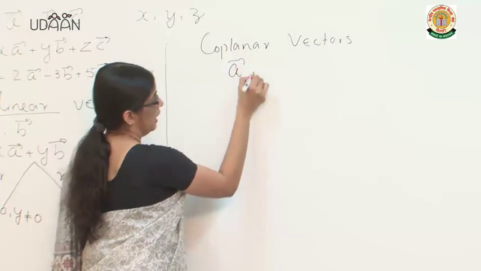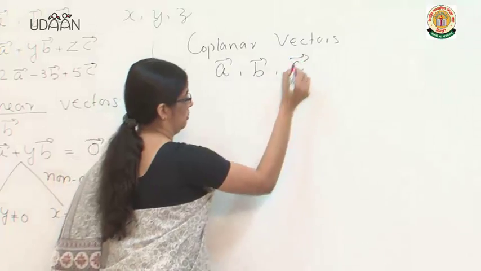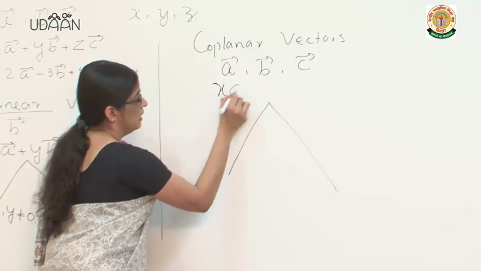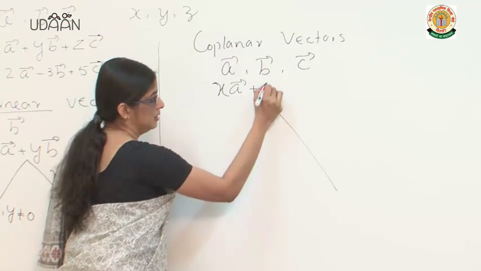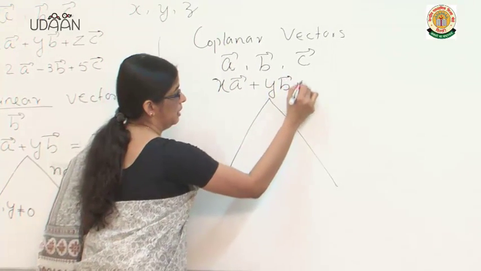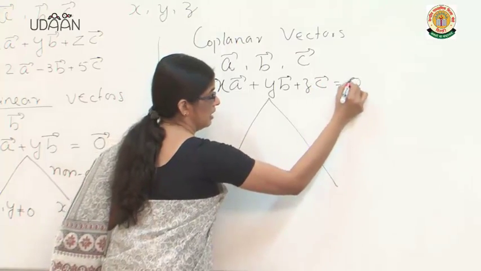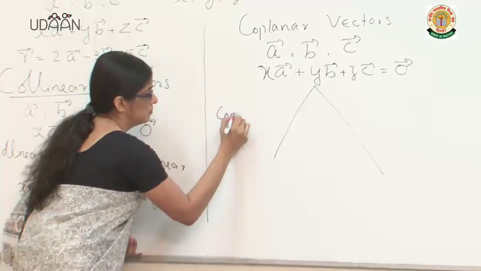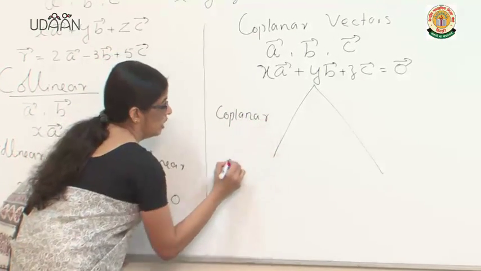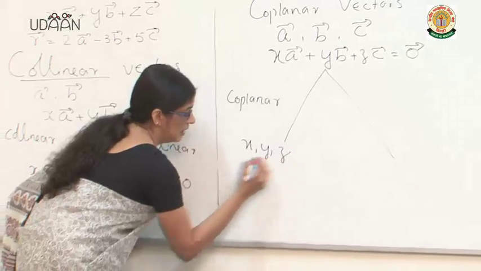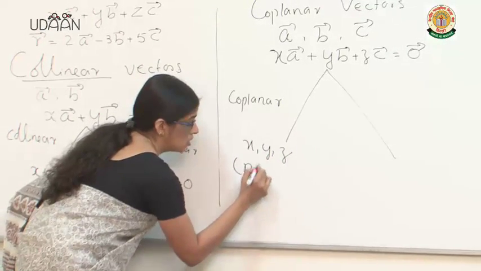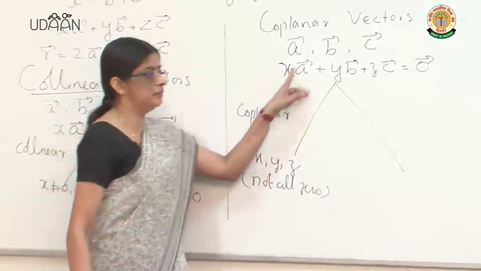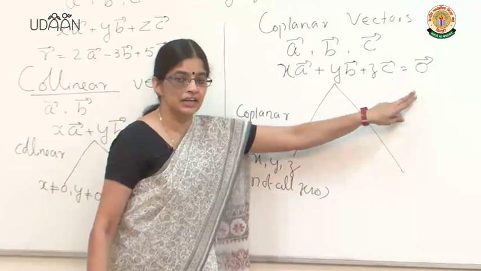Three vectors A, B, C are said to be coplanar if, look, you are given a linear combination of vectors A, B, C, that is xa plus yb plus zc is a null vector. These vectors are said to be coplanar if there exist scalars x, y, z not all 0, such that xa plus yb plus zc is a null vector.